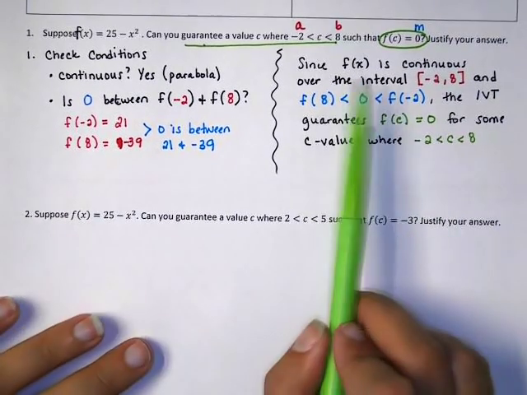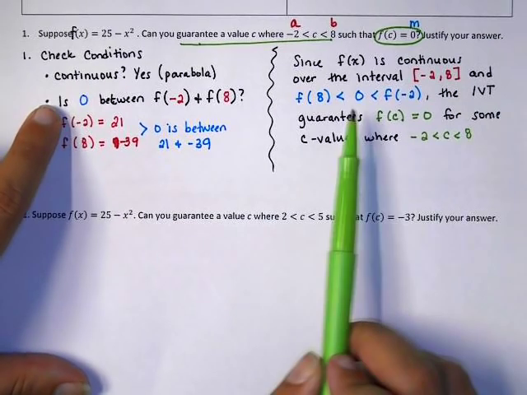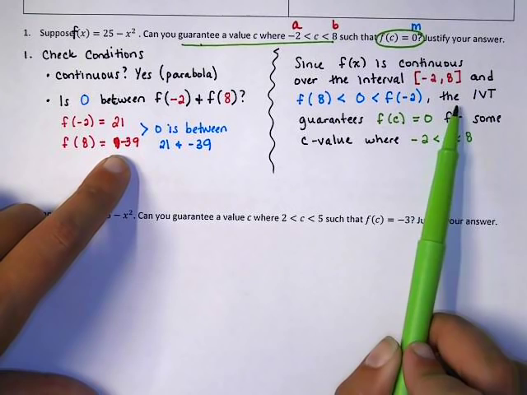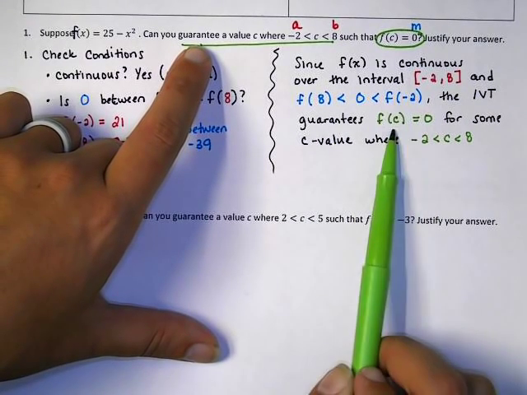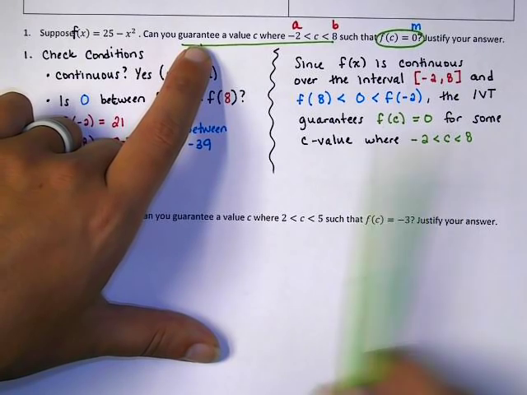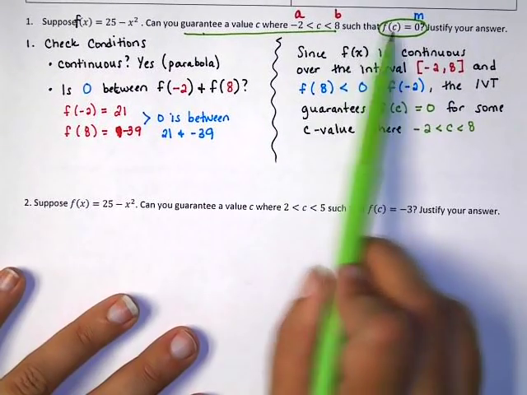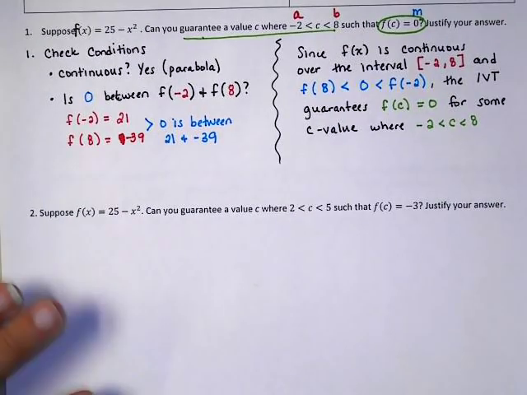So since f of x is continuous over this interval, that was the first condition, and 0 is between these two y values, that was the second condition, the intermediate value theorem guarantees that f of c equals 0 for some c value where -2 is less than c is less than 8. So I'm copying the conclusion out of the question. That way you can make sure you write that correctly. You're just copying it out of the question.